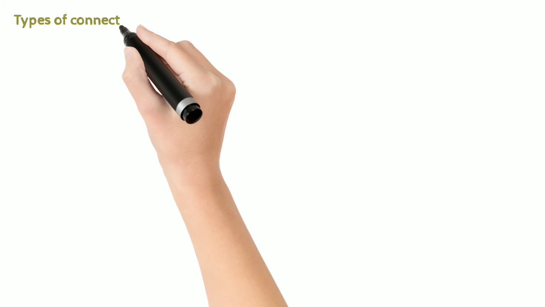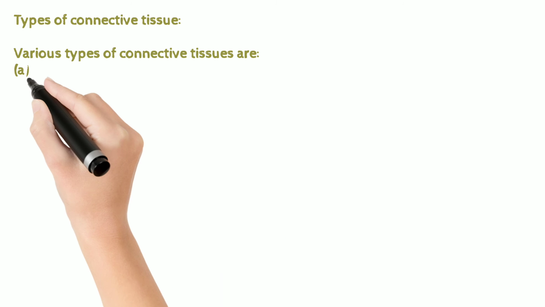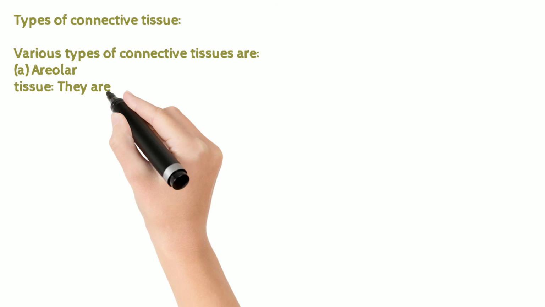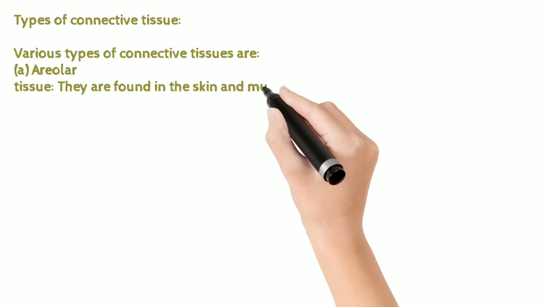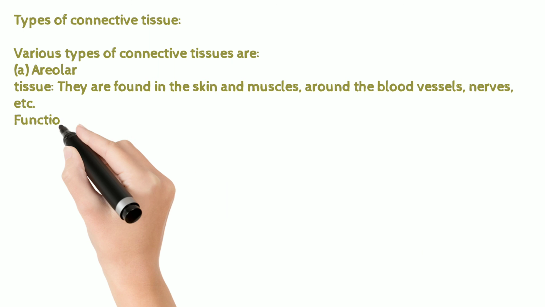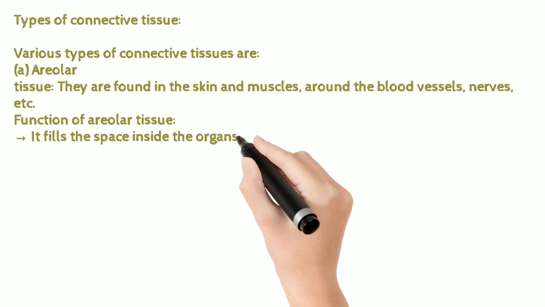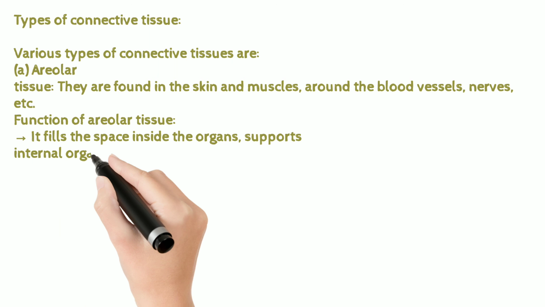Types of connective tissue. Various types of connective tissues are areolar tissue. They are found in the skin and muscles, around the blood vessels, nerves, etc. Function of areolar tissue. It fills the space inside the organs, supports internal organs and helps in repair of tissues.